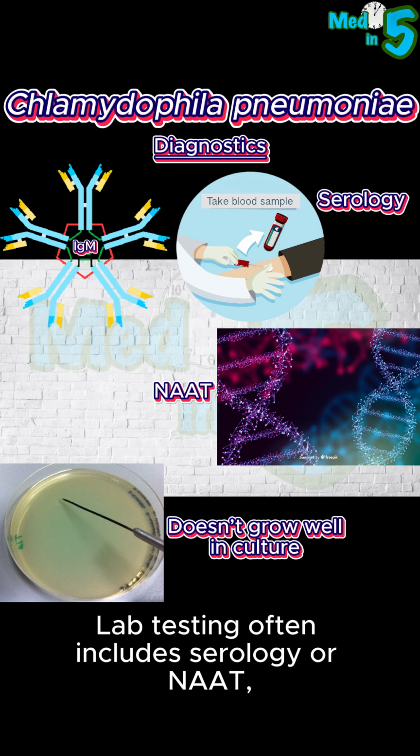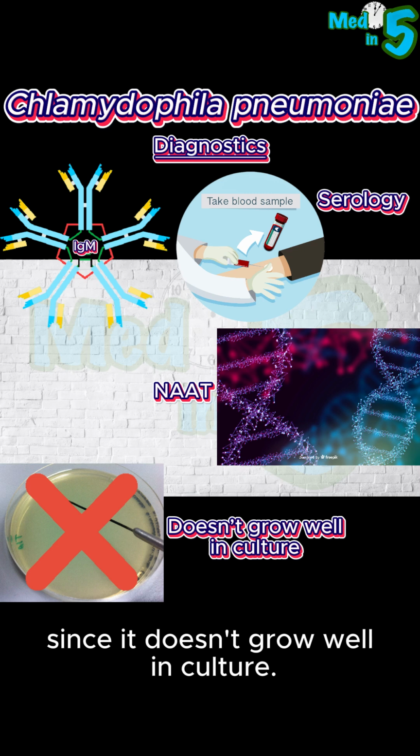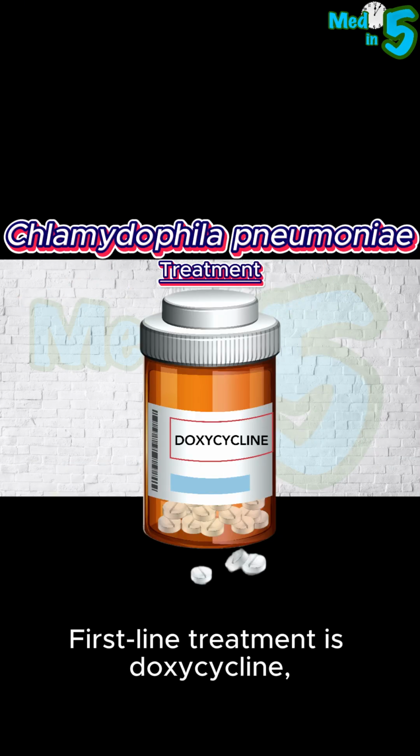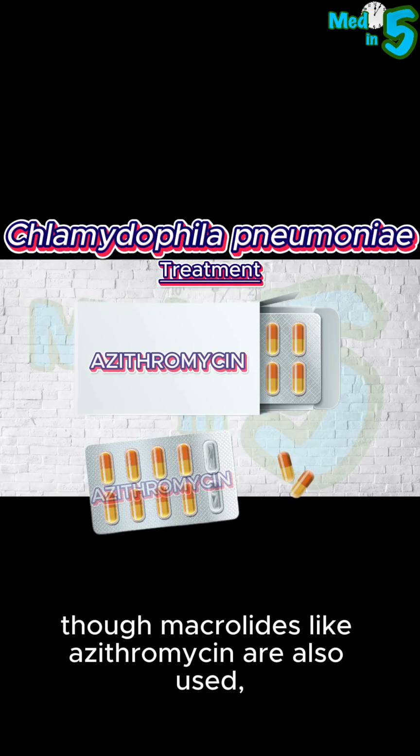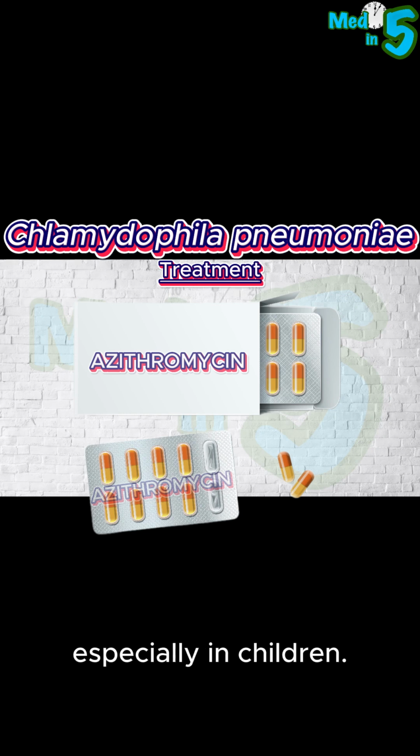Lab testing often includes serology or NAAT, since it doesn't grow well in culture. First-line treatment is Doxycycline, though macrolides like Azithromycin are also used, especially in children.